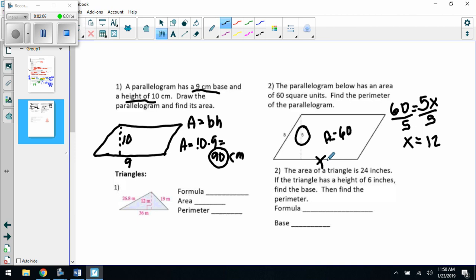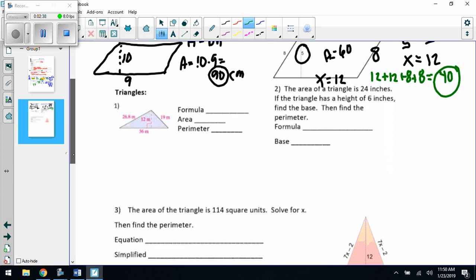If we know x is 12 and our base is x, then this top part is 12. If the slant over here is 8, then we know this is 8. So to find the perimeter of this parallelogram, we're going to add up all those sides. So we have 12 plus 12 plus 8 and 8. And that gives us 40. So the perimeter, in this case, is 40 square units.